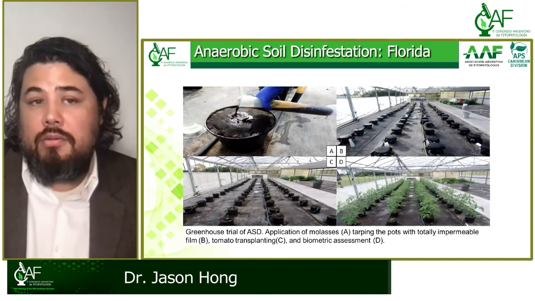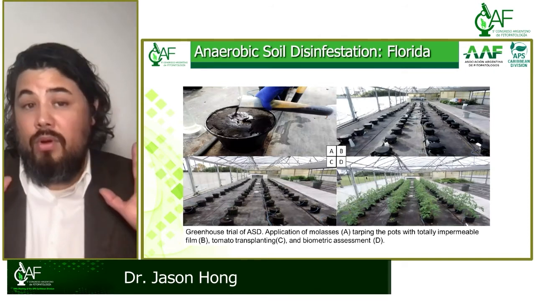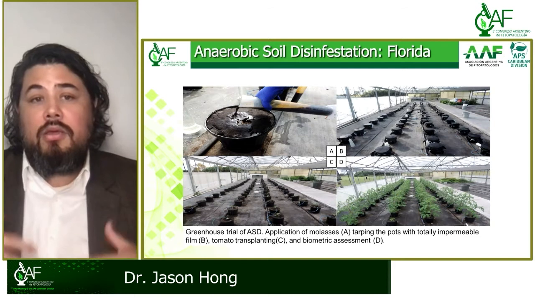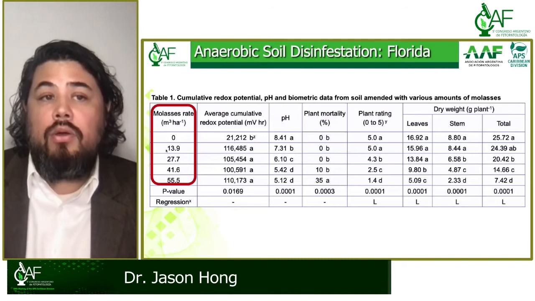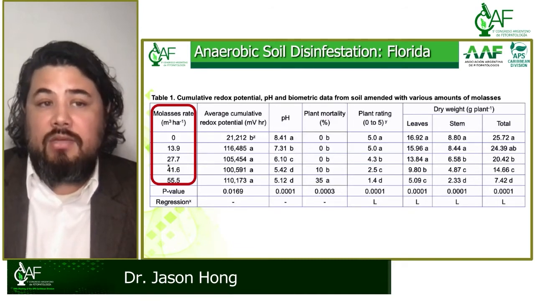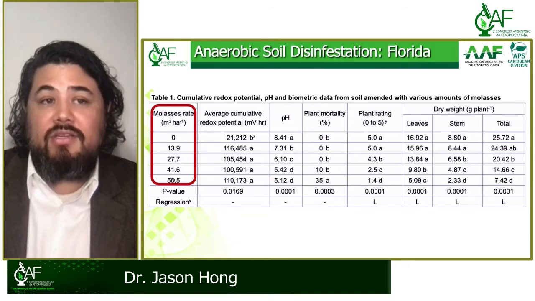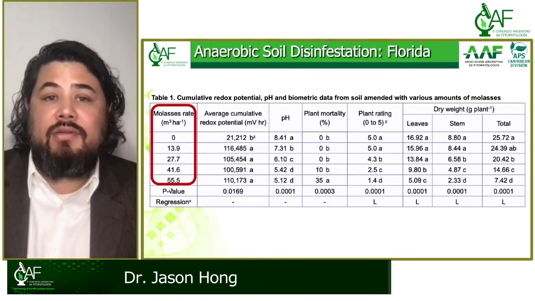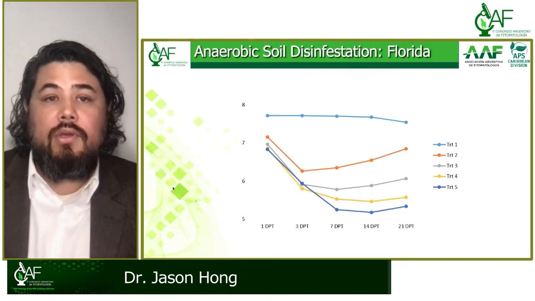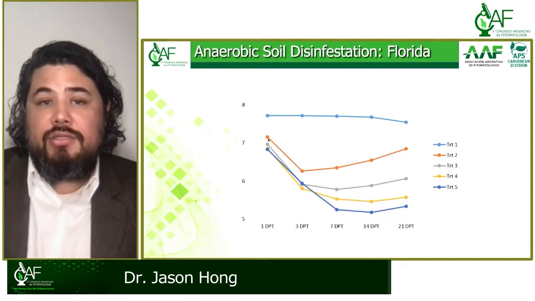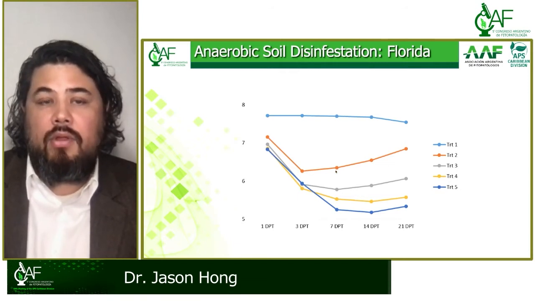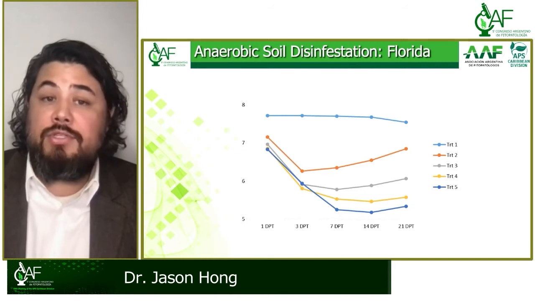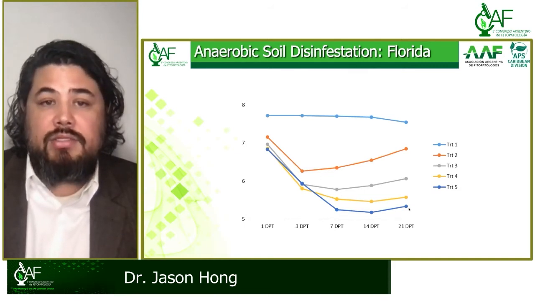So we conducted a study where we asked, what if we threw all the molasses in? We wanted to see what would happen if we had 0 molasses, our standard amount, 2 times the amount, 3 times the amount, and 4 times the amount of molasses in the soil. What we found was that the pH of the soil significantly dropped, and it was correlated to the rate of molasses that was used. The higher the amount of molasses, the lower the pH, and it never recovered after 21 days.